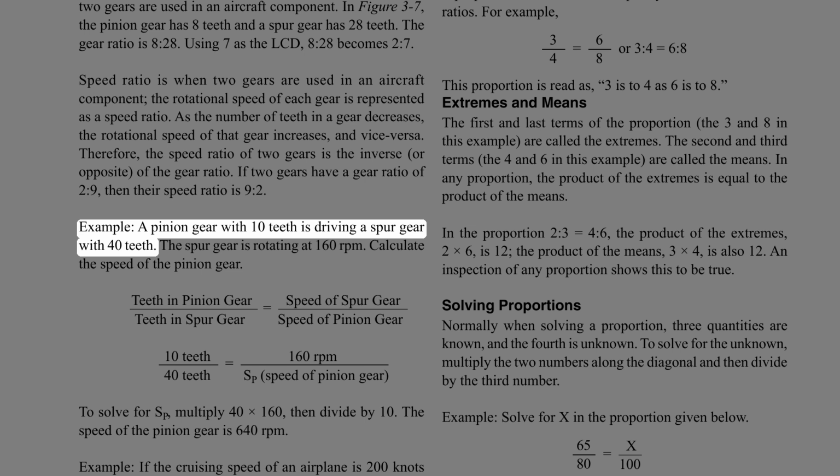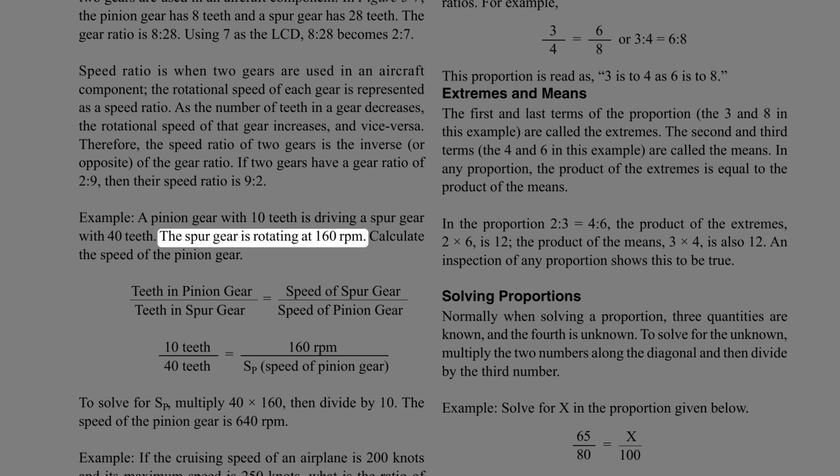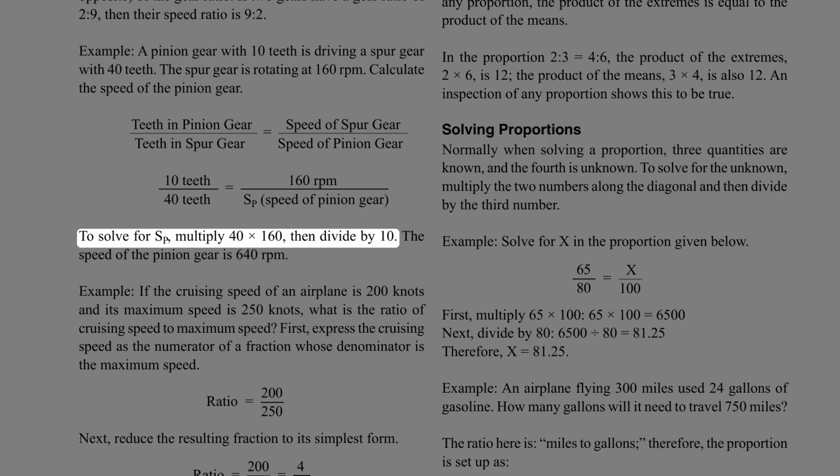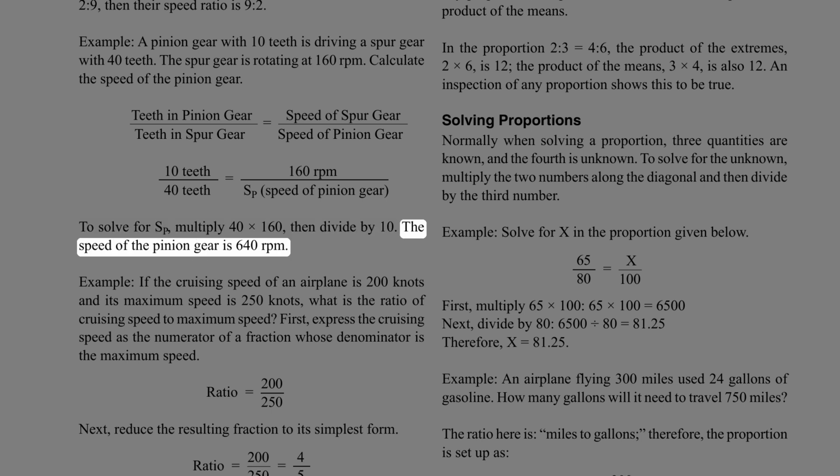Example: a pinion gear with 10 teeth is driving a spur gear with 40 teeth. The spur gear is rotating at 160 revolutions per minute. Calculate the speed of the pinion gear. To solve for S, multiply 40 times 160, then divide by 10. The speed of the pinion gear is 640 revolutions per minute.